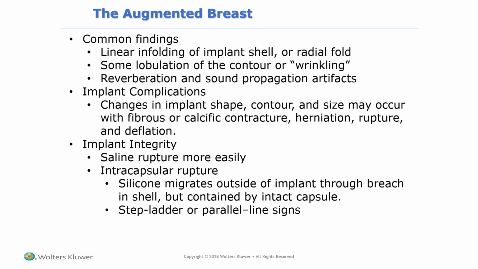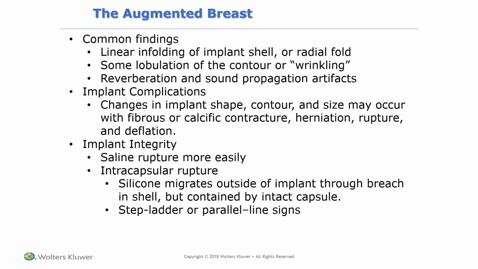So some of the common findings you'll see with the augmented breast is that there can be some linear infolding of the implant shell, causing this radial fold, like rays of the sunshine, that come out from that areola area, and it can result in some lobulation or contouring, wrinkling of the outline of the augmentation. So we'll also see some reverberation and sound propagation artifacts within this, just like any other large fluid-filled container like the bladder. That's going to be a common artifact to affect an augmentation.